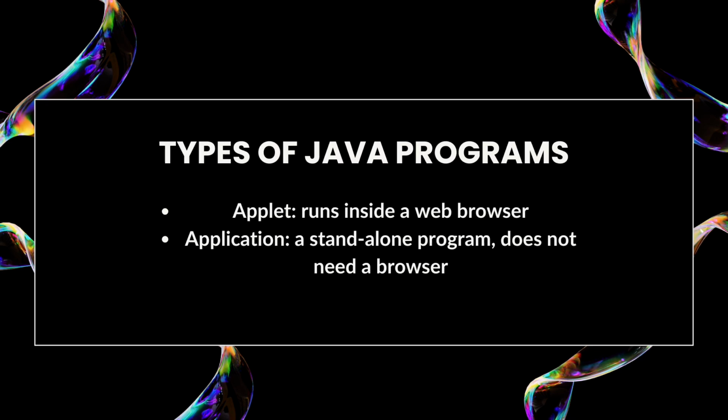There are two main types of Java programs. First, we have the applets. These are small applications that run inside a web browser. And then we have the applications, which are standalone programs that don't need a browser to run.